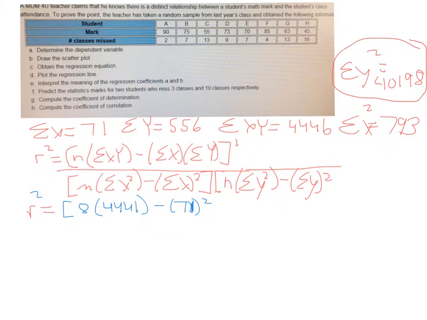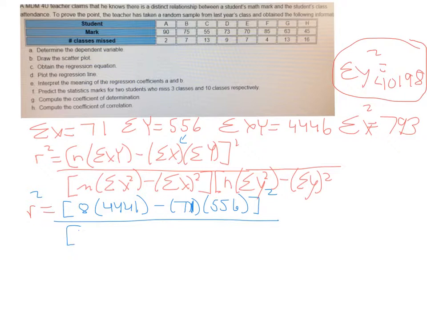Sorry, I made a mistake there. I knew that as soon as I wrote it. Sum of x, I'm looking at the bottom line by mistake. So we're here. So sum of x times the sum of y. And then we're going to take that answer and we're going to square the whole thing.